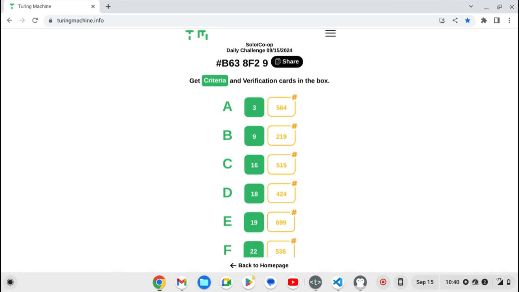Let's begin. Today's September 15th, 2024, and we're solving the Daily Turing Machine Puzzle. Today's puzzle uses the following 6 criteria cards: criteria card 3, 9, 16, 18, 19, and 22. And the puzzle uses the orange verification cards. The code above is your way to get more information on today's puzzle by searching the code on turingmachine.info. Let's go solve.